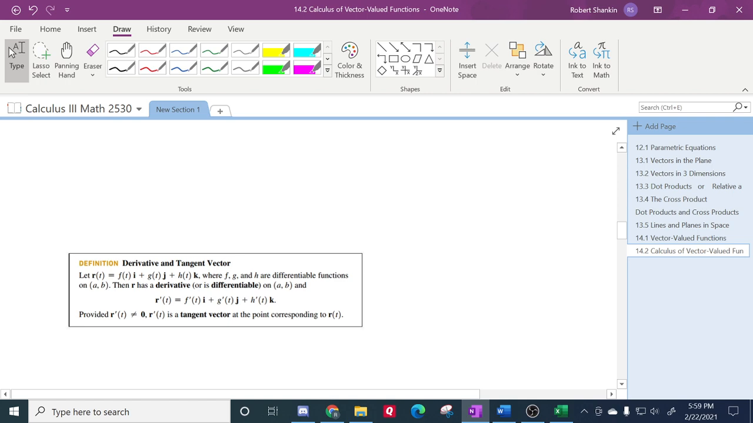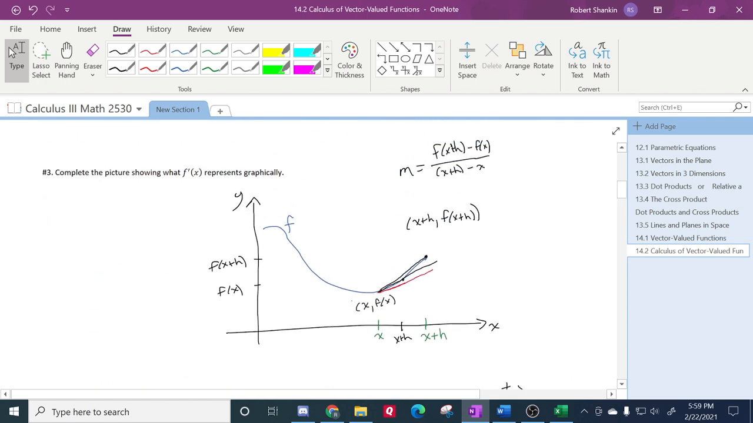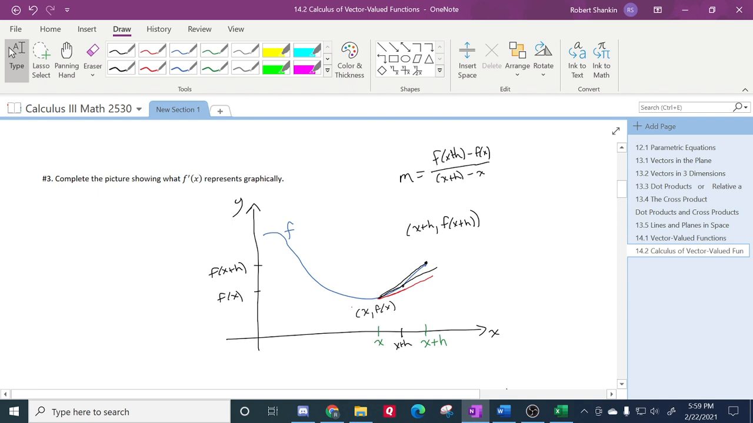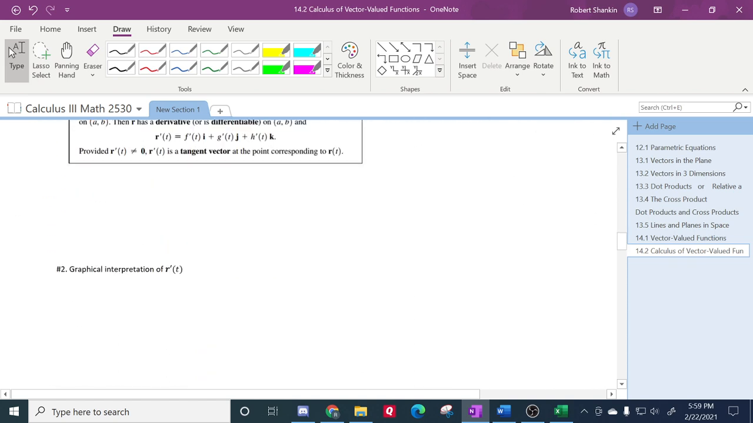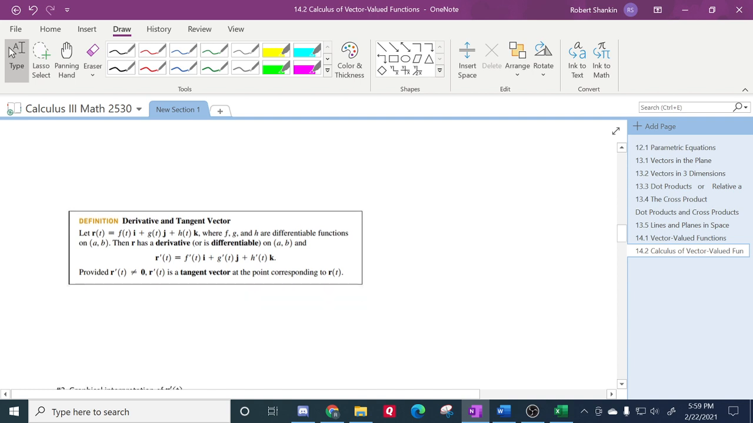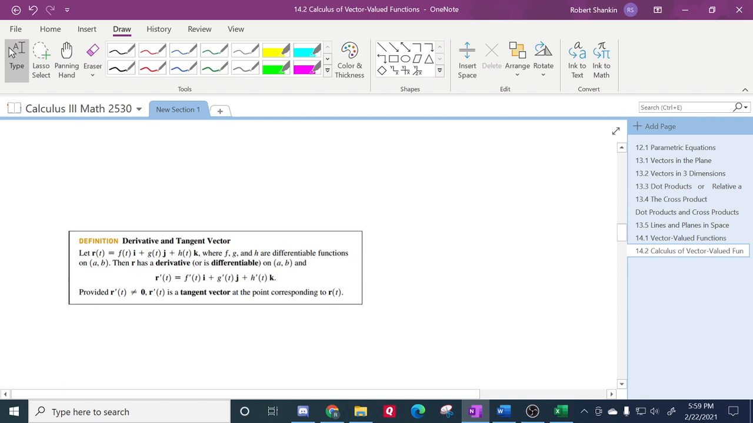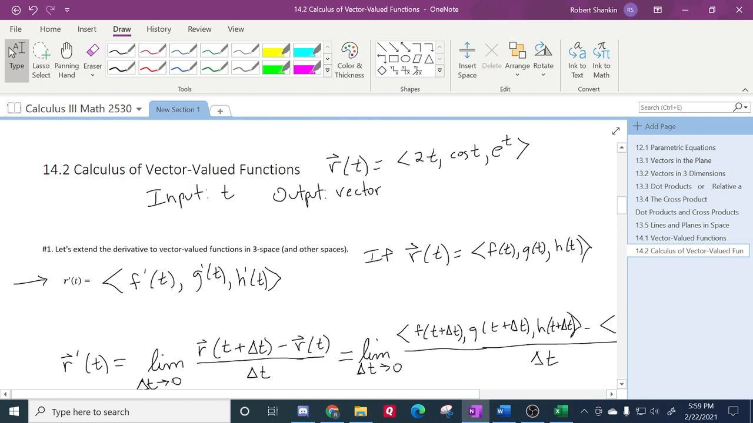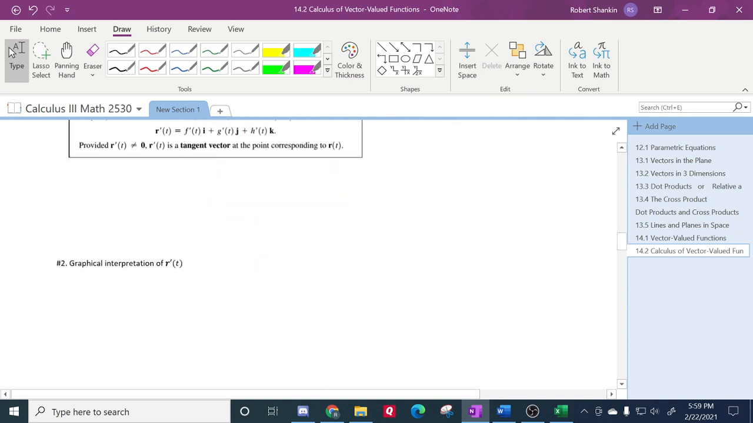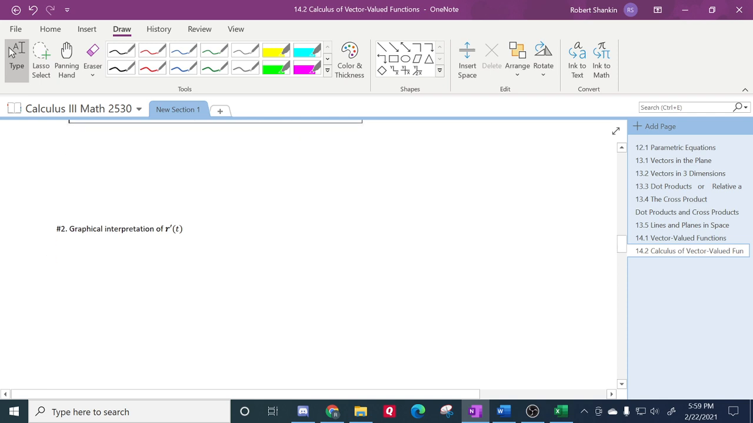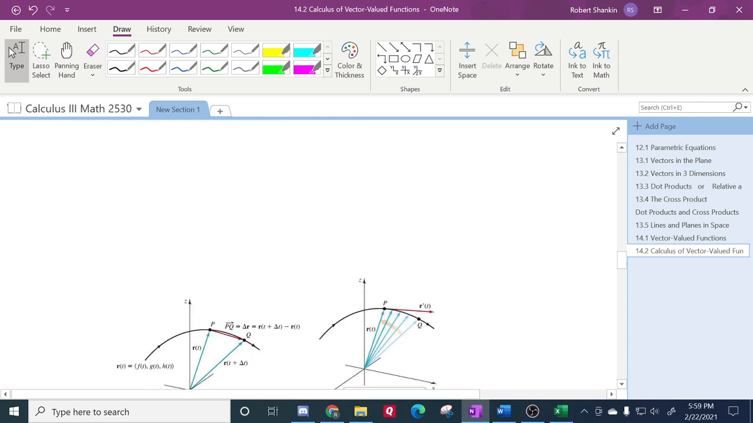this tangent vector, is going to be kind of the equivalent and an expansion of what the derivative represents in 2 space. We're going to have a different interpretation in 3 space, even in a 2 space vector, if it's a vector valued function. Okay. So what does it mean by tangent vector? So now we're going to explore the graphical interpretation of R prime of t.